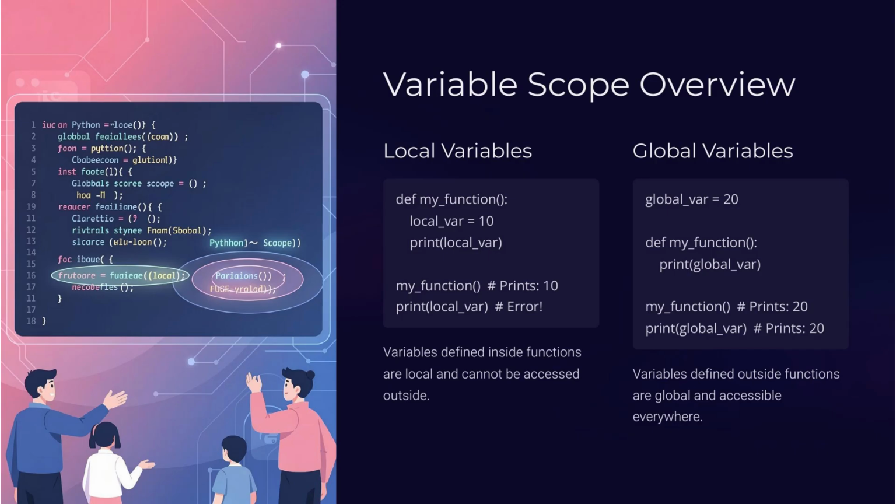In Python, variable scope determines where a variable can be accessed. Local variables, like local_var in a function, are confined to that function. Attempting to access them outside results in an error. Conversely, global variables, such as global_var, are accessible throughout the program, both inside and outside functions.